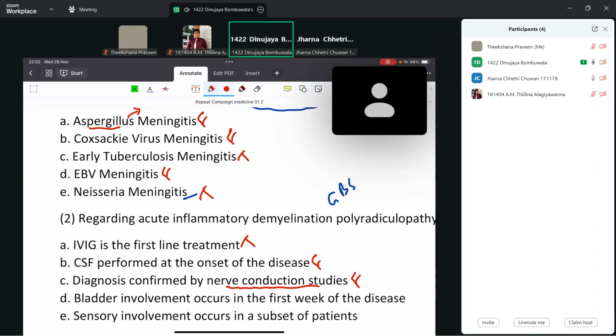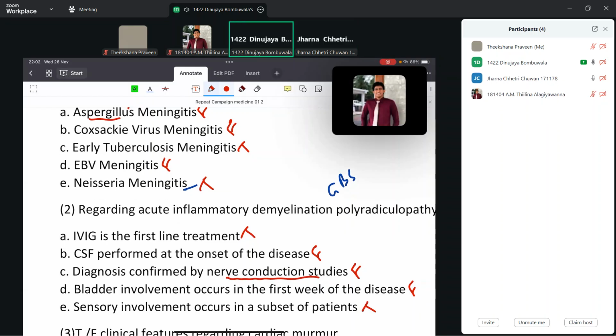Bladder involvement occurs in the first week of the disease. True or false? False. It usually does not occur early, but it can occur in the later part of the disease. It occurs at the onset of disease if there is spinal cord involvement. Sensory involvement occurs in a subset of patients. True.